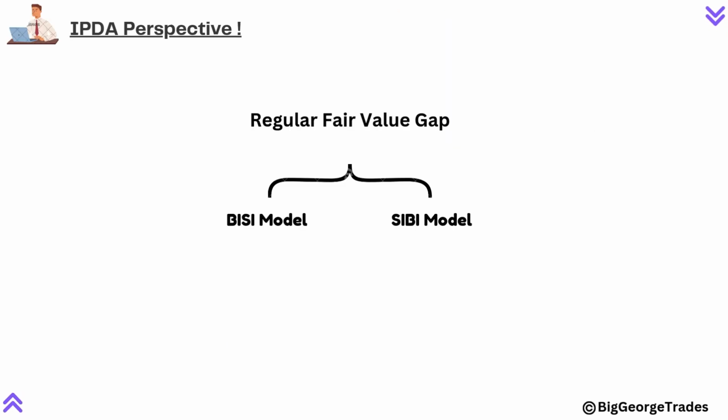Moving on, we'll be talking about the regular fair value gaps and models within it. So we have two models. That is the BC model and the CB model. With the BC model standing for buy side imbalance, sell side inefficiency, and the CB model standing for sell side imbalance, buy side inefficiency. So with this said, let's move forward.